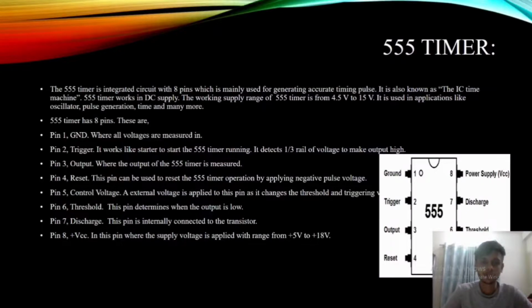Pin 5 is control voltage. An external voltage is applied to this pin to change the threshold and triggering. Pin 6 is threshold. This determines when the output is low. Pin 7 is discharge. This pin is internally connected to a transistor. Pin 8 is VCC, where the supply voltage is applied, with a range from 5 volts to 18 volts.